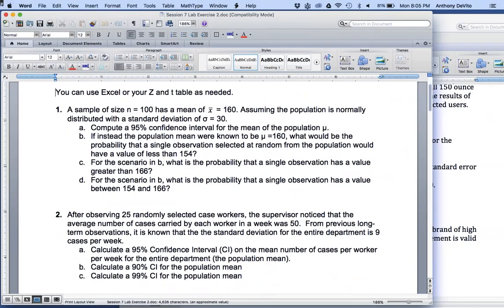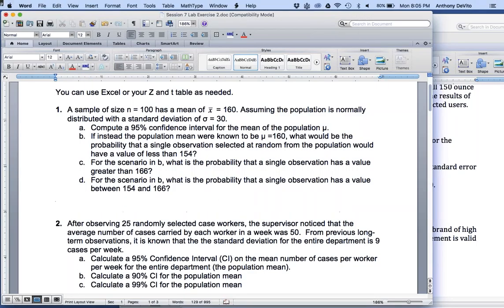Okay, you have a sample size of 100. Your sample winds up having a mean of 160. Assuming the population is normally distributed with a standard deviation given to you of 30, compute a 95% confidence interval for the mean of that population.